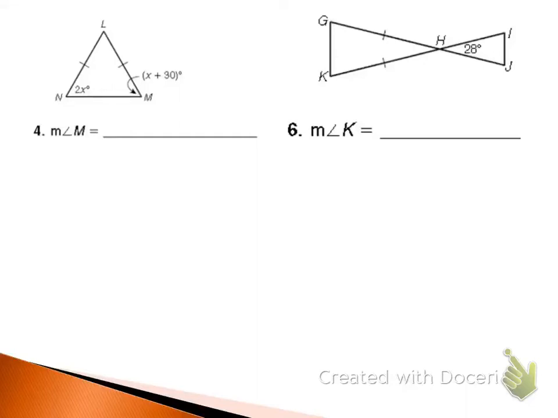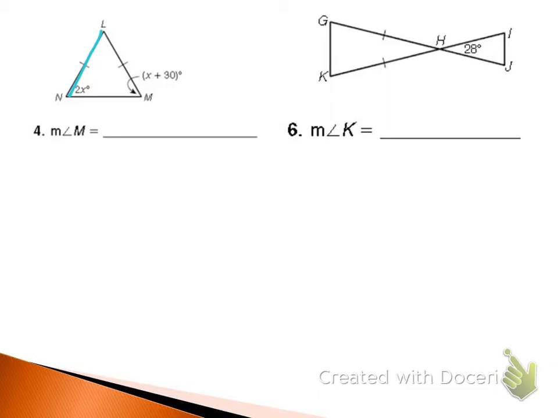So what kind of triangle do we have in this first question? Isosceles. Well, we know we have two congruent sides. So how many congruent angles do we have? Two of them. We need to locate them. The congruent sides are across from the congruent angles.